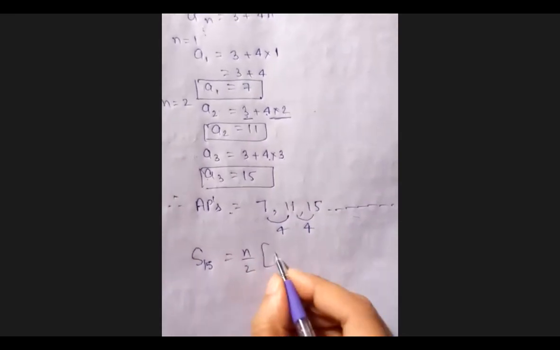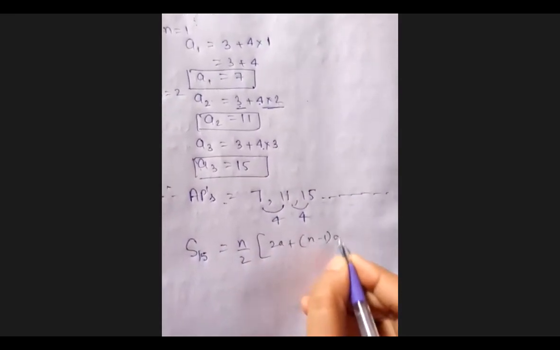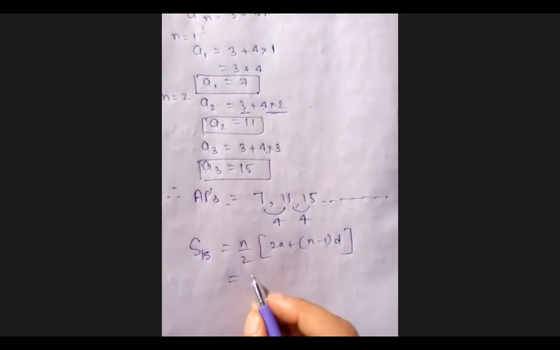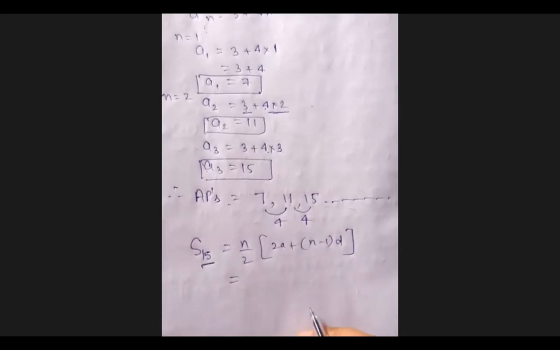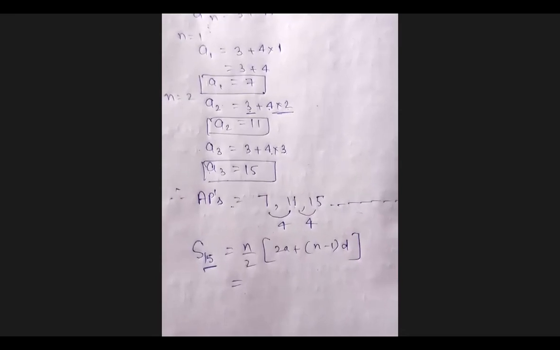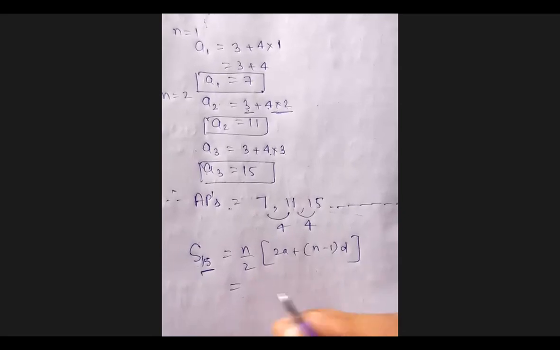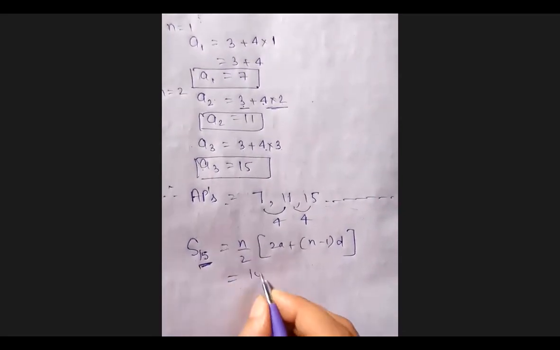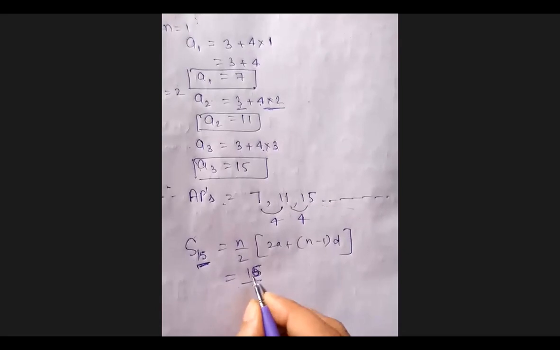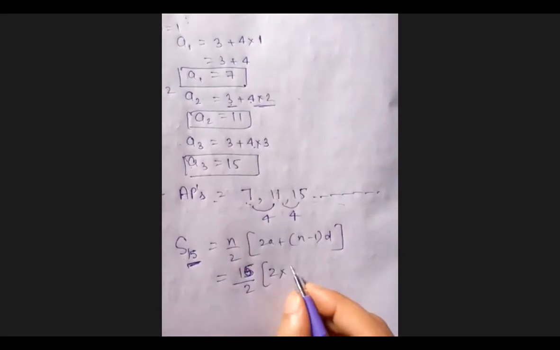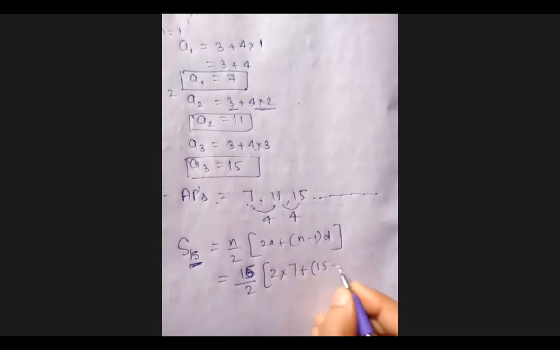You know the formula: n upon 2, 2a plus n minus 1 into d. Tell me, what is your n? If it has asked to find 15 terms, then the value of n will be 15. If the question is asking about 10 terms, then it will be 10. So here it asks for 15 terms, so your n will be 15. 2 into your a is 7 plus 15 minus 1 and your d is 4.